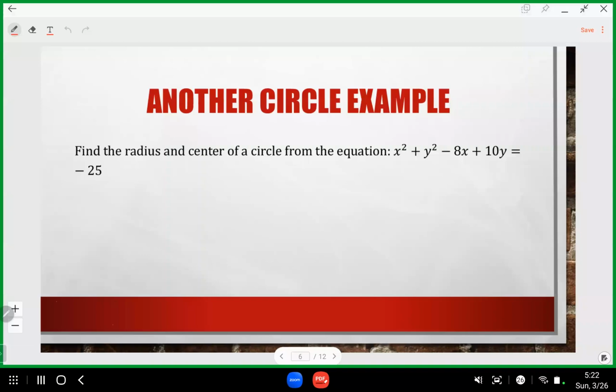Okay, before you even start solving this problem, you have to figure out what you need to do first. How do you find the radius and center from this little piece of junk here? We don't know, right? We don't know because it's not an equation of a circle. So your first step is going to be to make this into an equation of a circle. How would we do this?